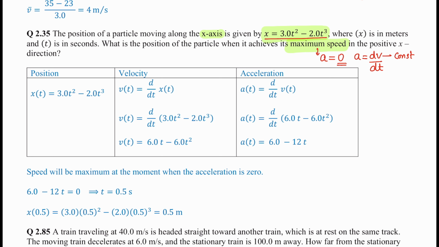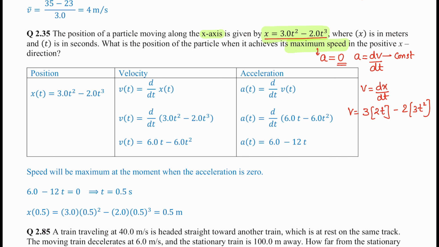So for velocity, we need to take the derivative. So v equals dx by dt. Solve it. So v equals 3t square. 3 times the derivative of t square is 2t, minus 2 is outside, the derivative of t cube is 3t square.